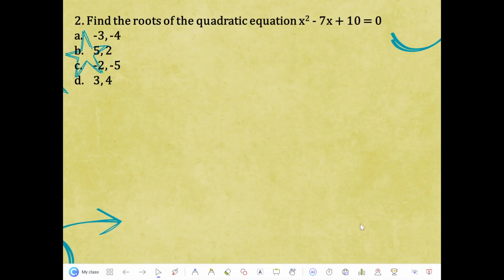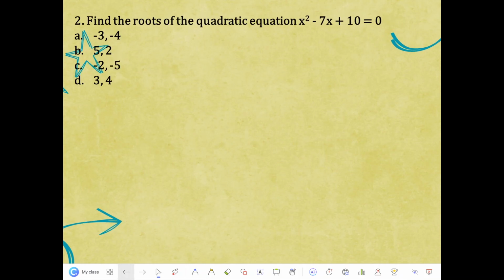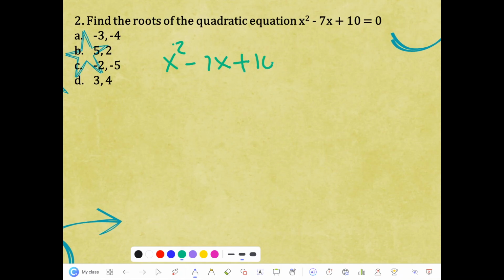Item number 2, find the roots of the quadratic equation x squared minus 7x plus 10 is equal to 0. So, halos similar din siya ng nauna. But para makapag-practice tayo, for the sake of practice, we will try to solve this. So, we have here x squared minus 7x plus 10 is equal to 0. And then, you have your x, and then dito naman sa kabila ay x is equal to 0. Then hanapin natin ang factors ng 10 na mag-i-equal sa negative 7.